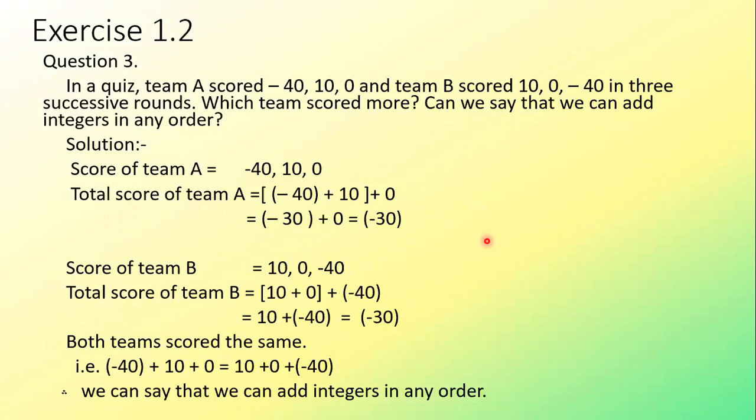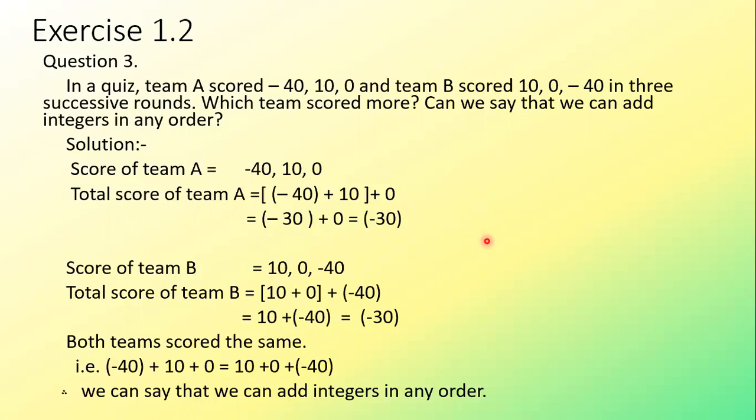Minus 30 plus 0 will give the answer minus 30 only, because 0 is the additive identity. To any integer, if we add 0, we are going to get the same integer as the answer. Okay, so the answer is minus 30. That means the total score of team A is minus 30.